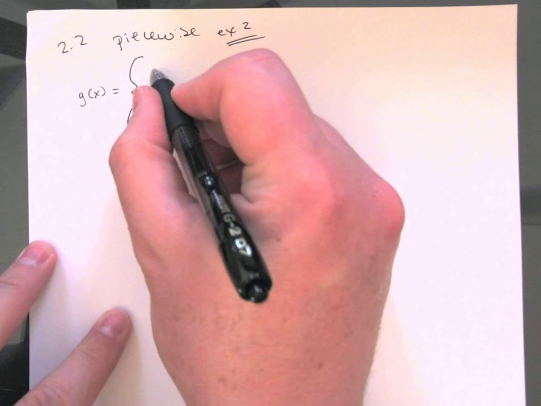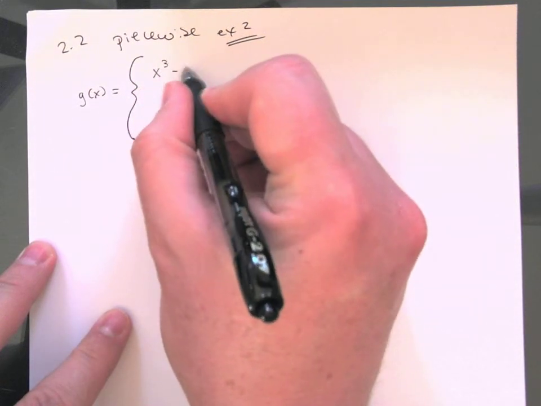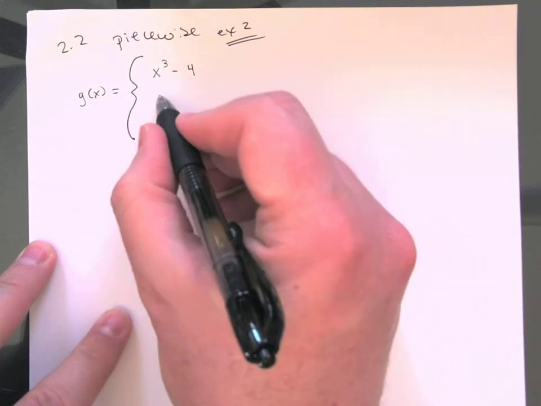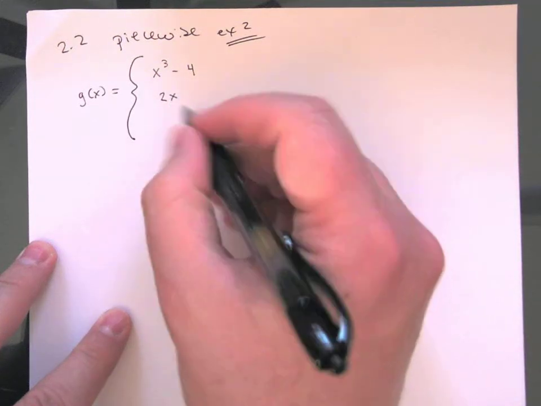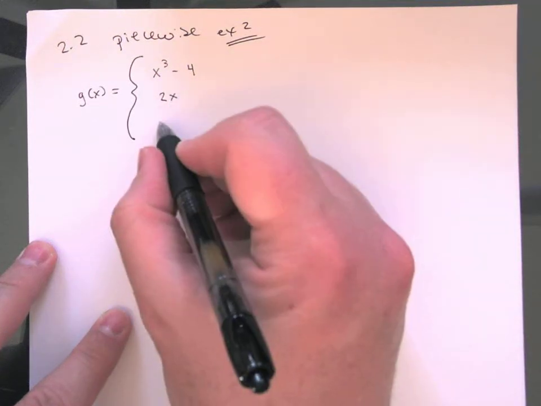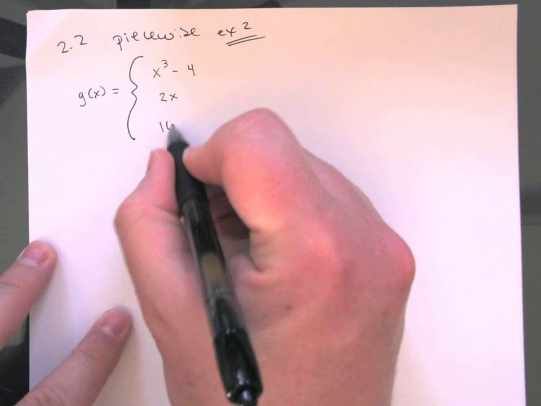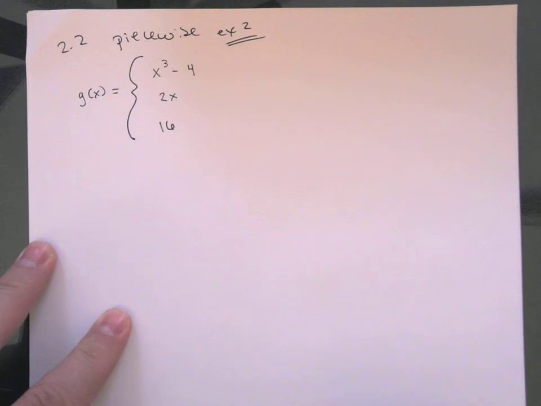Let's do x cubed minus 4. Let's do a middle one that's just 2x. And let's do a constant function on the bottom that's just 16. So this is 3 different formulas. Let's divvy up the x's.